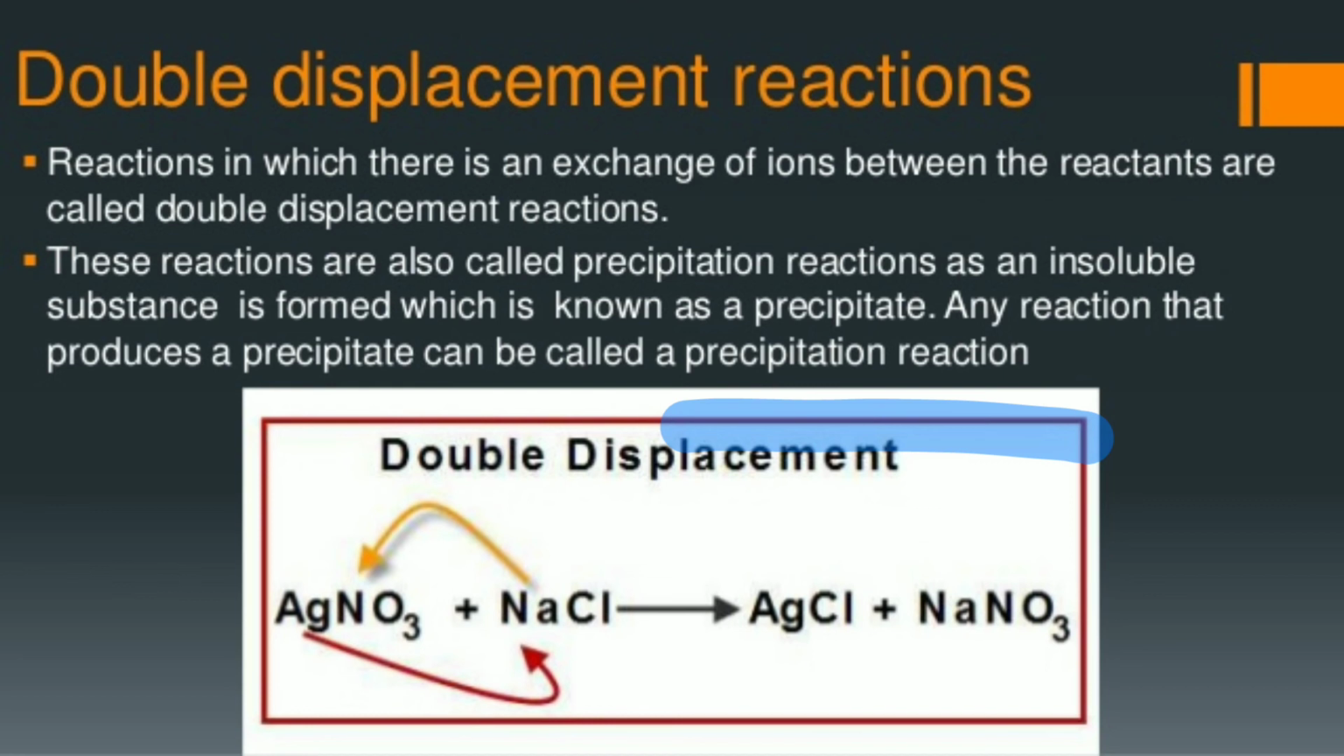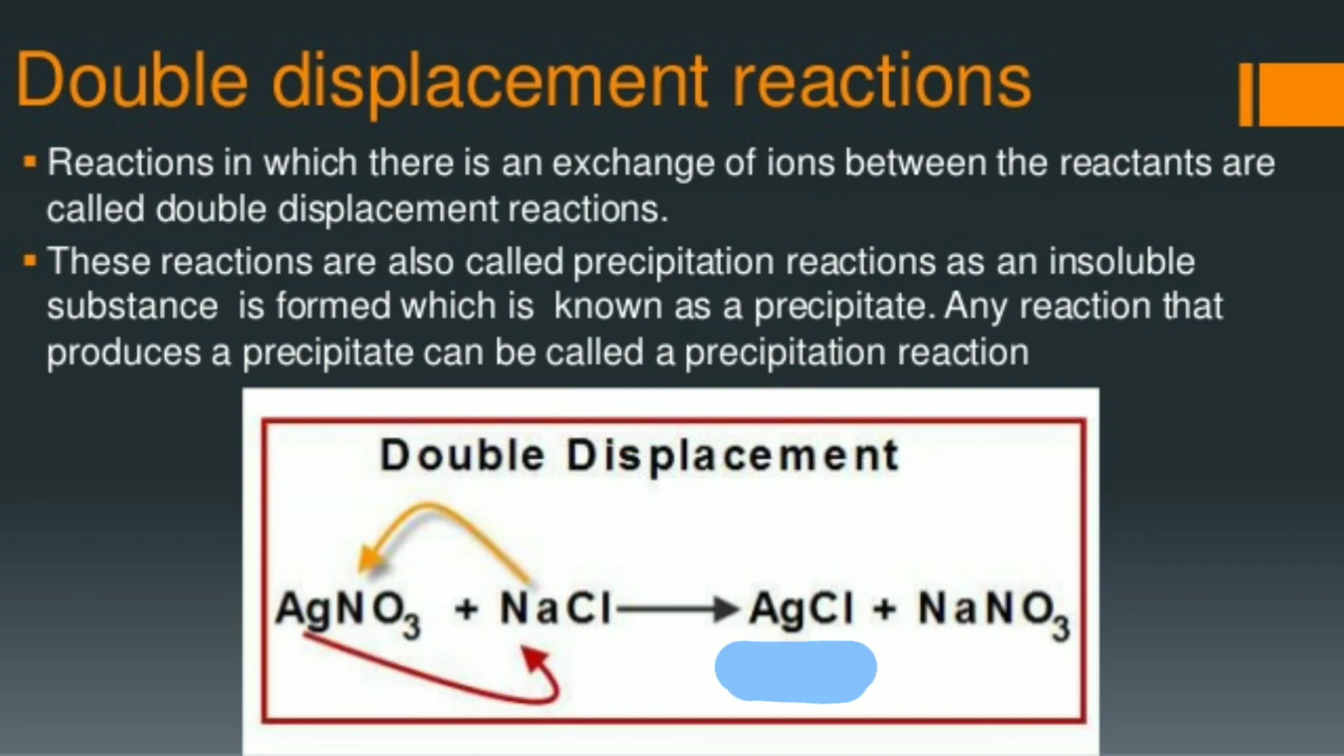Here we can see the Ag. Ag means silver, N means nitrogen, and O indicates oxygen. So here Ag is a positive ion and Na is a positive ion, and chlorine is a negative ion. So Ag is positive and chlorine is negative. So Ag will combine with chlorine, and NO3 is negative and sodium is positive. So sodium will combine with NO3.